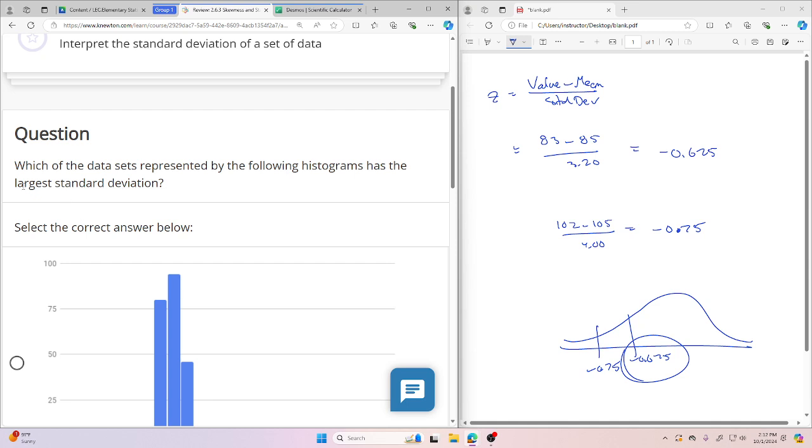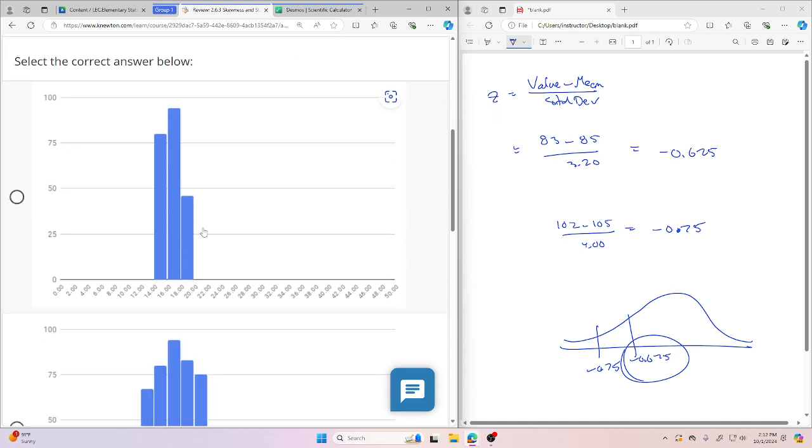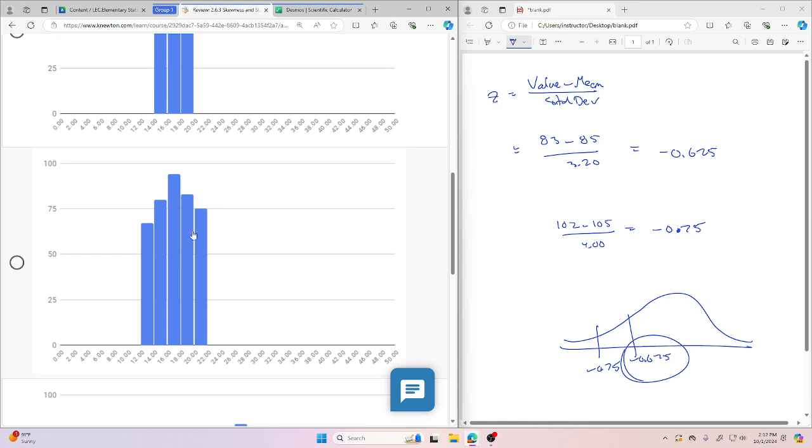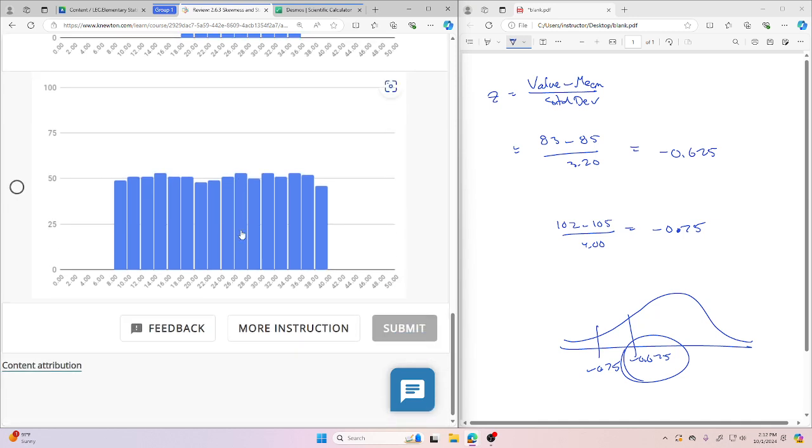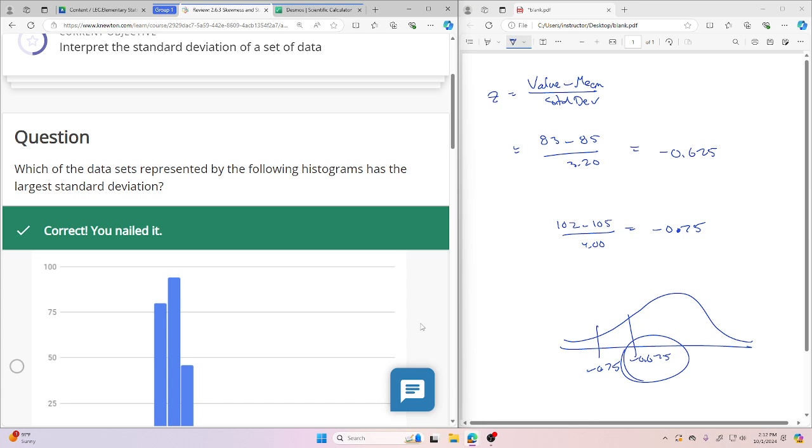I'm just trying. Which has the largest standard deviation? Which has the most spread outness? Right, this most spread. Does that have a lot of spread? What about this guy? A little bit more. Does it got more spread? More spread? Right, the most spread. And you can write that down. You could say standard deviation is equal to the spread.